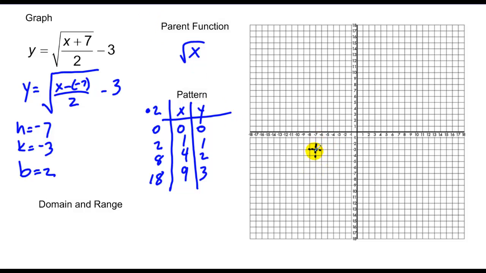So here's our 0, 0. I'm going to move over 2 this time and up 1. Going to move over 8 from there and up 2. And then 18 over and up 4. Puts me over here. Looks something like this, where my domain is x is greater than or equal to negative 7, and my range is y is greater than or equal to negative 3.